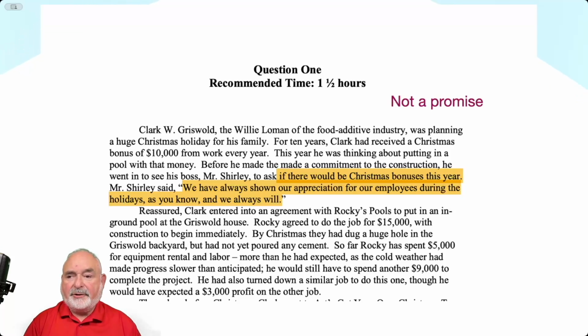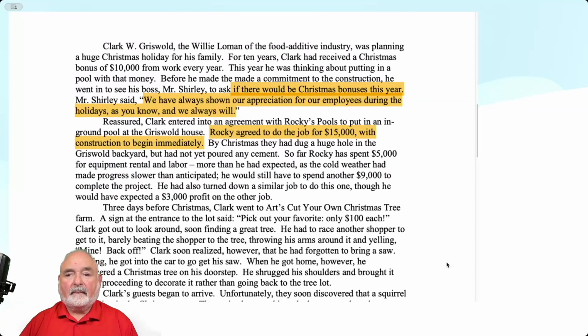We've always shown our appreciation, and we always will. Showing your appreciation, obviously, is different than actually giving somebody a monetary bonus. So we move on down. It says Clark entered into an agreement with Rocky's Pools to do an in-ground pool. Rocky agreed to do the job for $15,000 with construction to begin immediately.